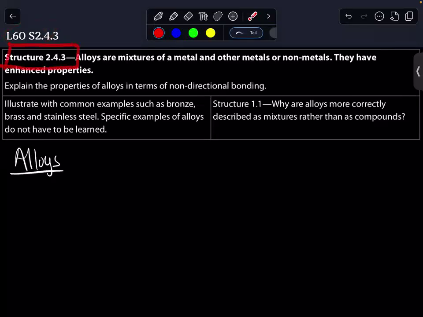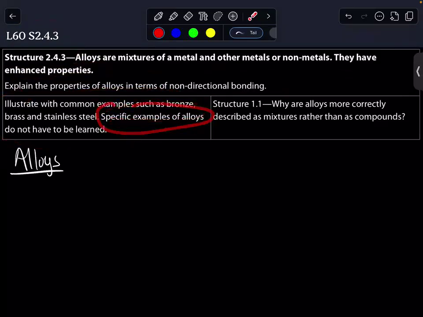Today we're doing structure 2.4.3. We're going to talk about alloys as they're mixtures of metal and other metals or nonmetals. They have enhanced properties. We'll talk about what that means. We'll explain those properties in terms of non-directional bonding, and we'll illustrate with common examples.